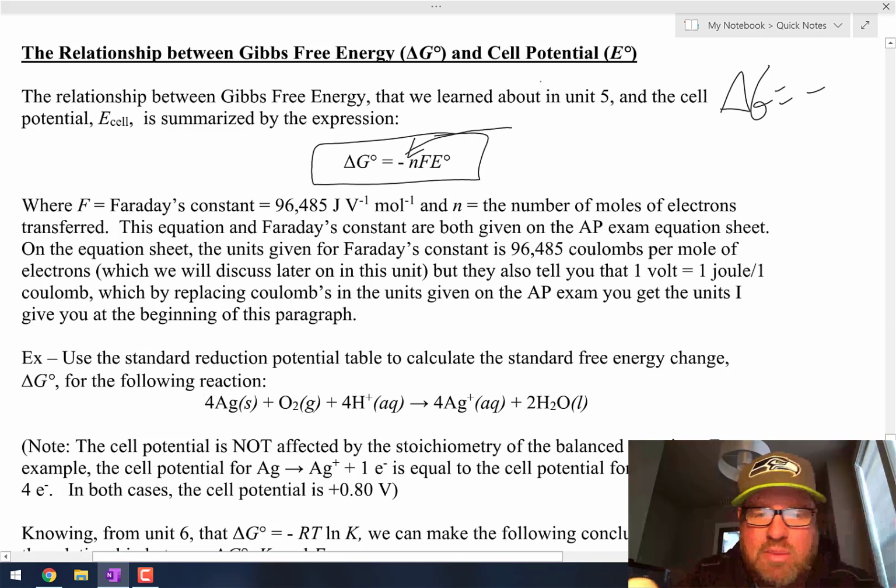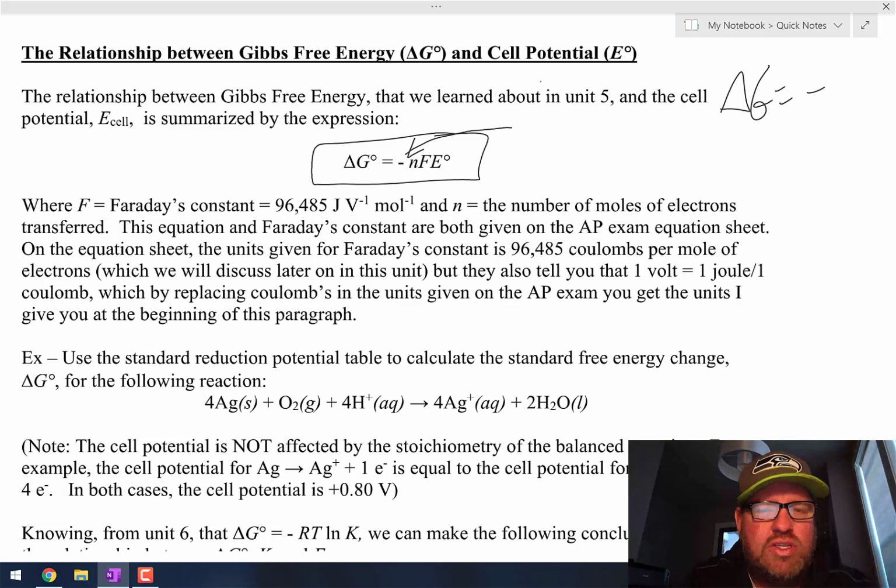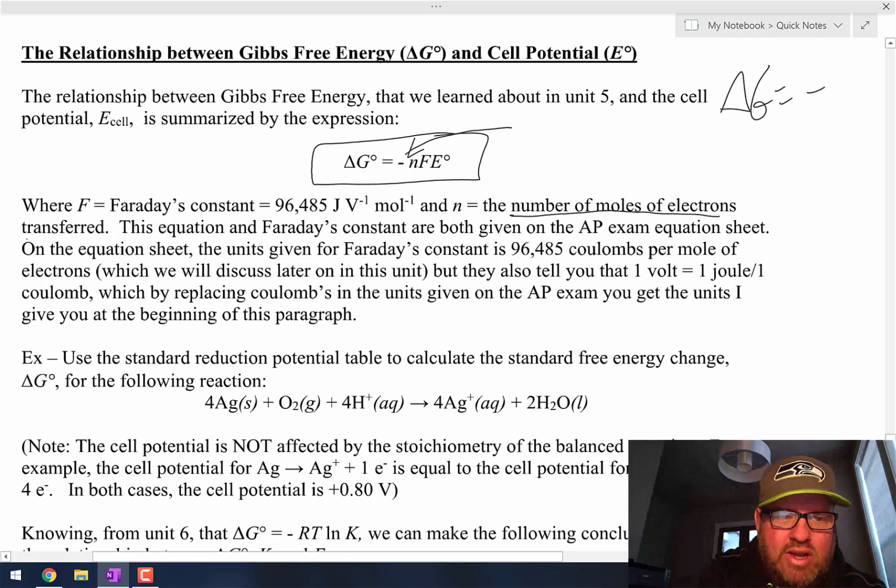So you need to be able to look at the two half reactions and figure out how many electrons all total are being lost, how many electrons are being gained. So n is the number of moles of electrons that are transferred. And then this capital F, which we also saw in the previous equation, is what we call Faraday's constant.